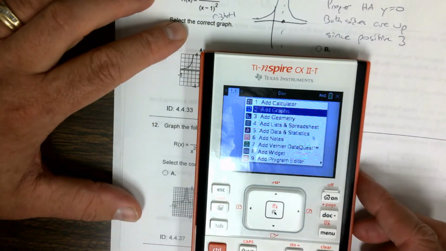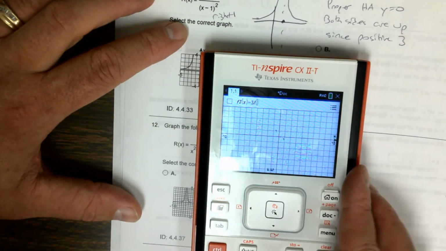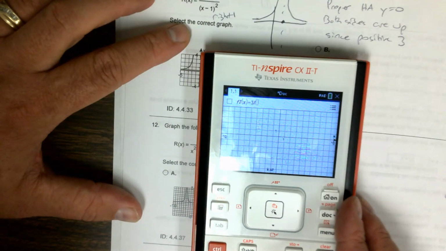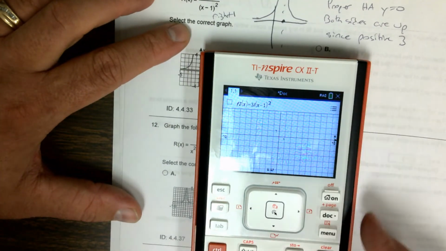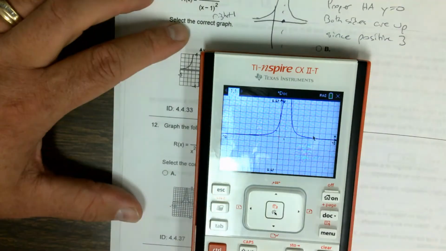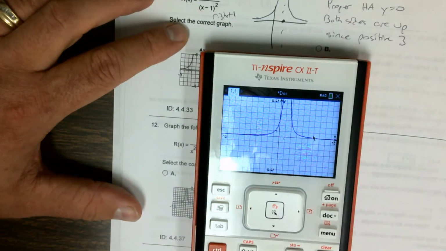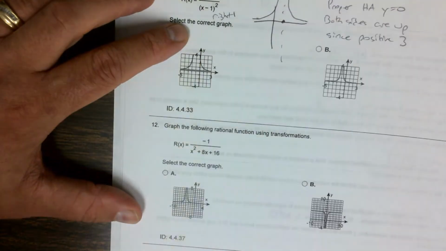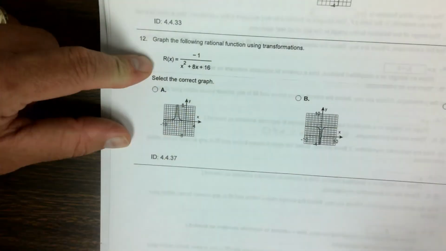3 divided by parentheses x minus 1 squared. So there's what I was saying. So pick the correct graph. On this one, let's graph this.